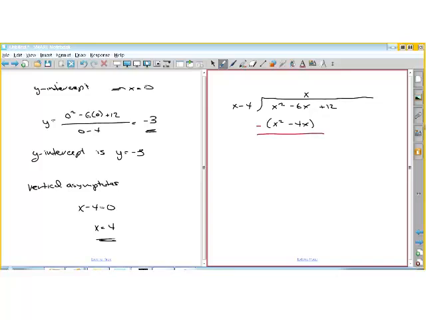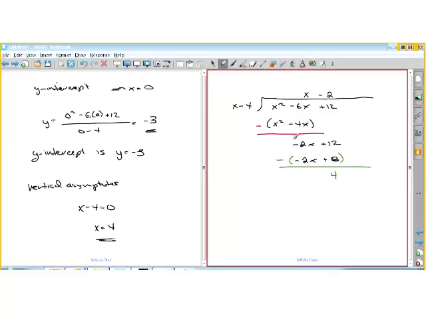We subtract that. So x squared minus x squared is 0. Negative 6x plus 4x is negative 2x. And then add 12, bring that down. And then we say, okay, what do we need to multiply x by to get negative 2x? Well, you multiply it by negative 2. So negative 2 times x is negative 2x. Negative 2 times negative 4 is positive 8. Again, we take the negative of that, and this drops out, so you have 12 minus 8, which is 4.